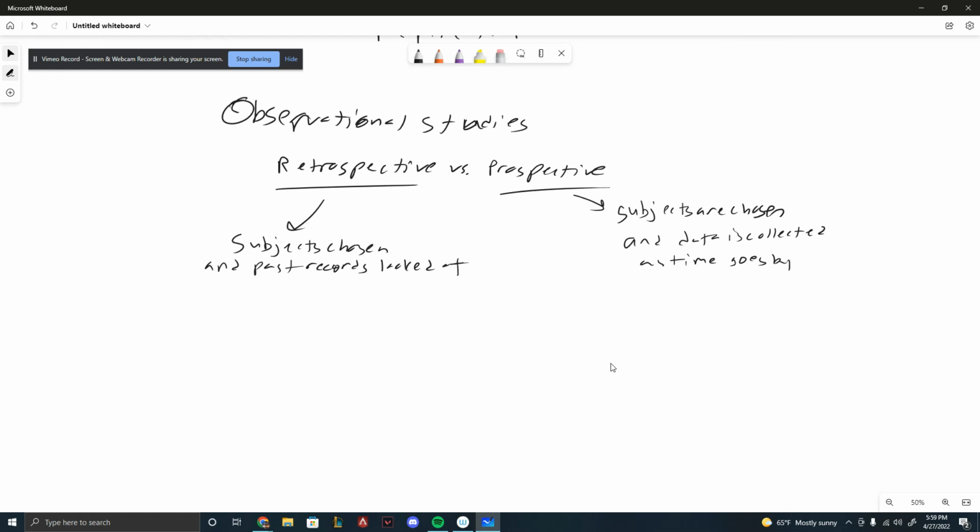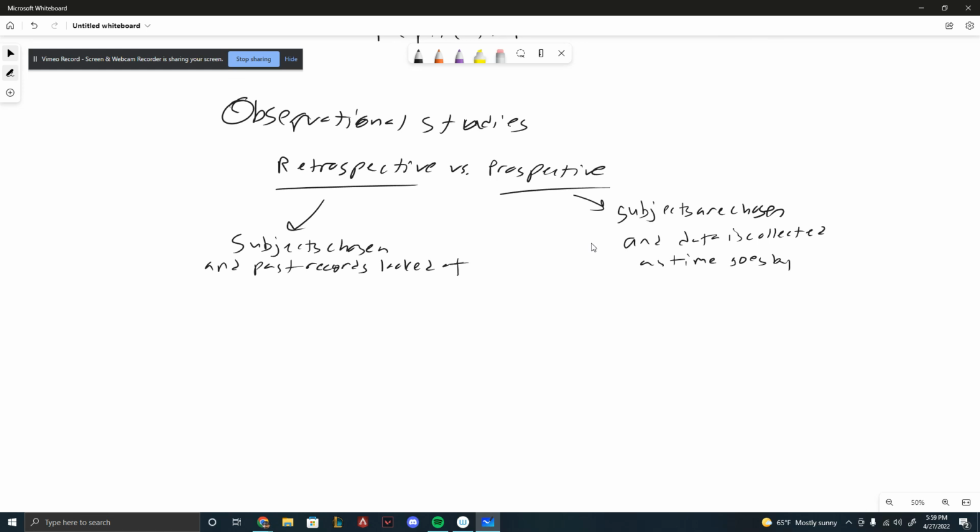Now, the last thing we're going to talk about is observational studies, and they fall into two categories: retrospective and prospective. Retrospective is when the subjects are chosen and the past records are looked at. So let's say past medical records are looked at, people recovering from a surgery, and they're looking at how they get better over the years. You would use this when you wouldn't want to do an experiment. You wouldn't do surgery on someone if they didn't need it, just because you want to see an experiment. You would do it if they need it. So that's why you use a retrospective study, to see people who have had surgery and how they have adapted.